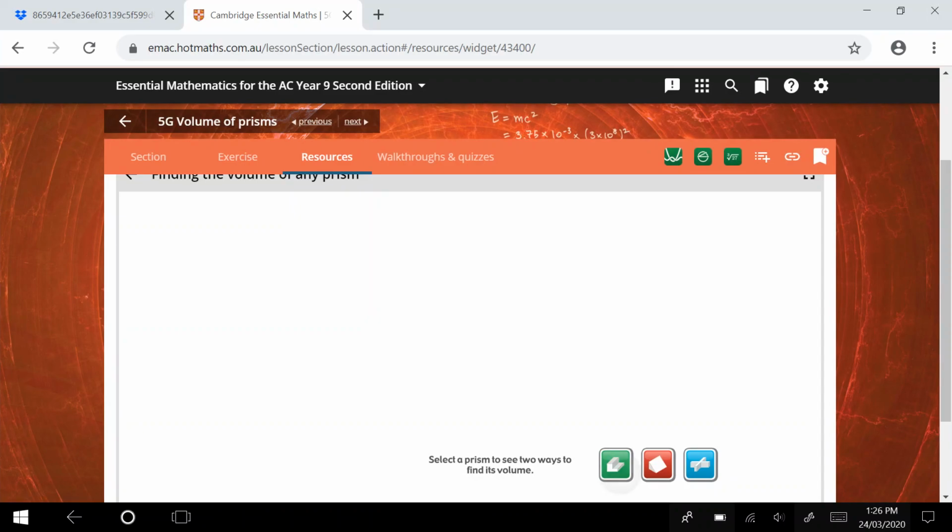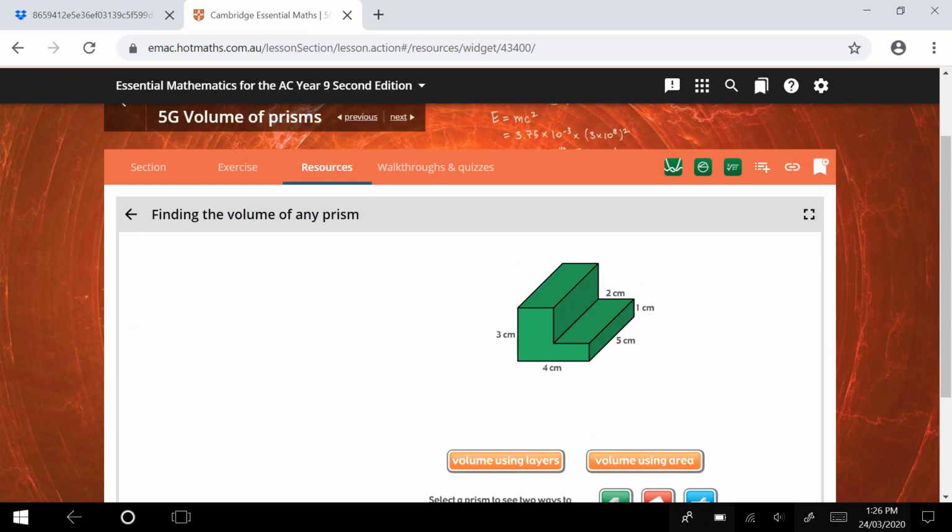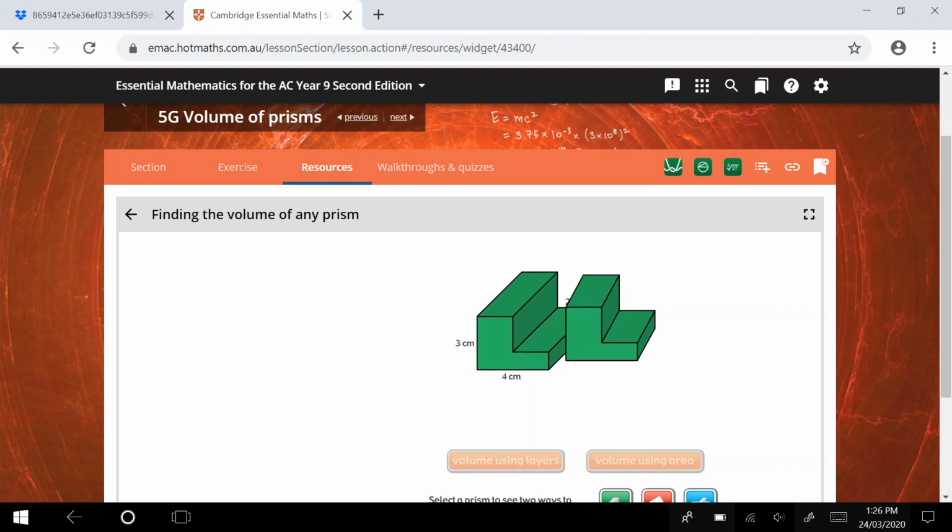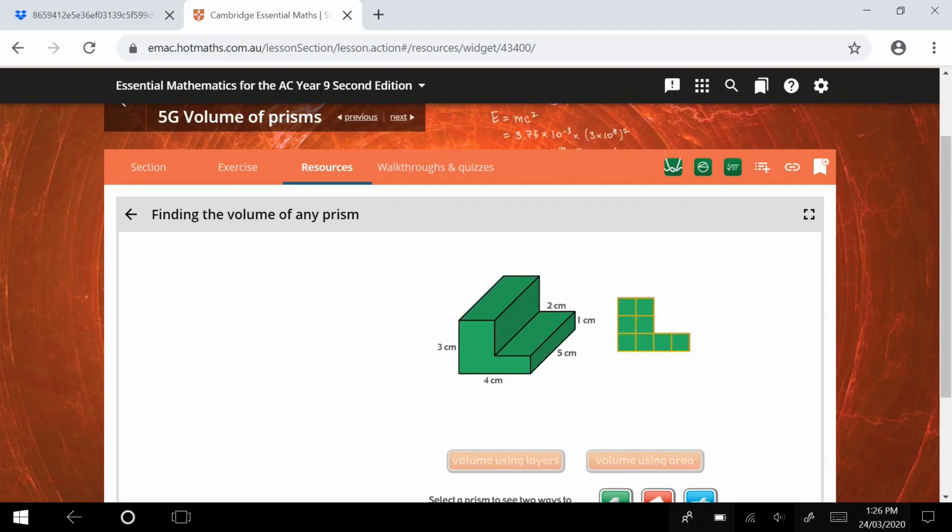So let's talk about this one. So which face is the same shape throughout? That L-looking shape. So we need to find the area of that L-looking shape. Area of that is just going to be 8 centimeters cubed. We can figure that out in other ways. They just used the grid to figure that out.